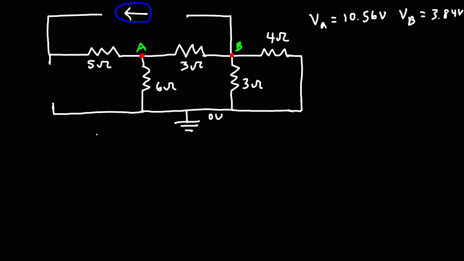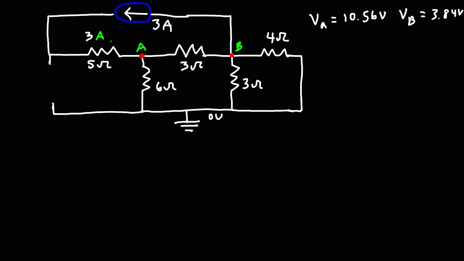So this was the 3 amp current source. Now this current has no choice but to flow through the 5 ohm resistor. So we got 3 amps flowing through that resistor. Now let's pause and think about the direction of the current flow in this circuit.